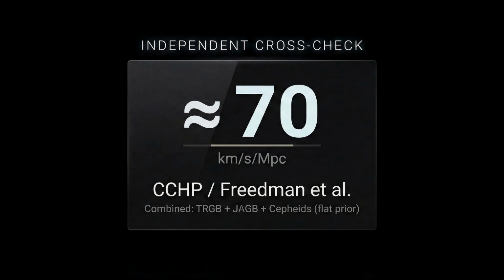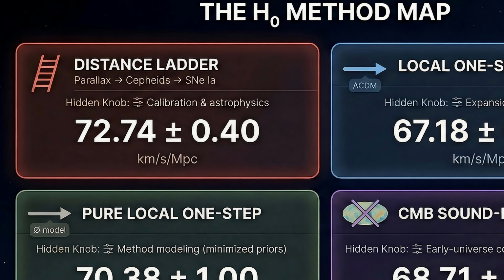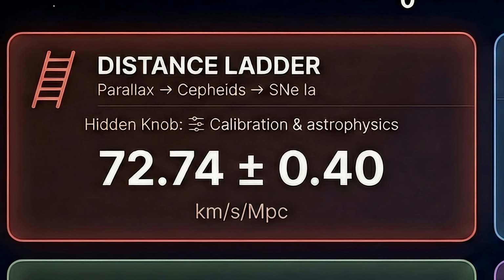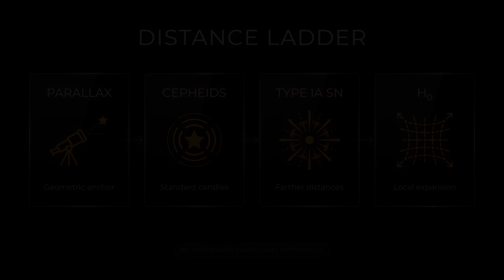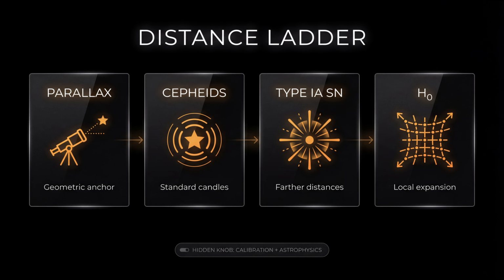Because it says the local distance scale is sensitive enough that a few percent shift, small in everyday life, can look like a crisis in cosmology. So on the method map, Family 1 gets a bright label: hidden knob, calibration and astrophysical systematics. Now apply the refrain. Which family? Distance ladder. Which knob? Calibration.